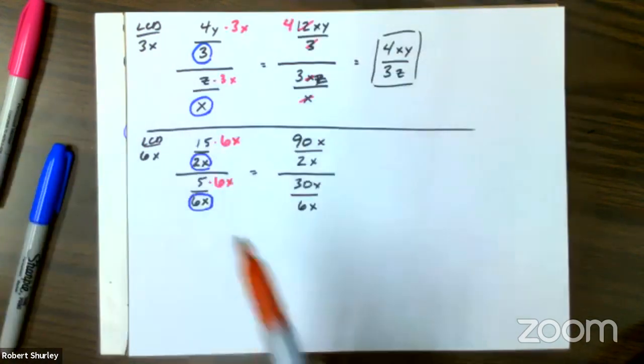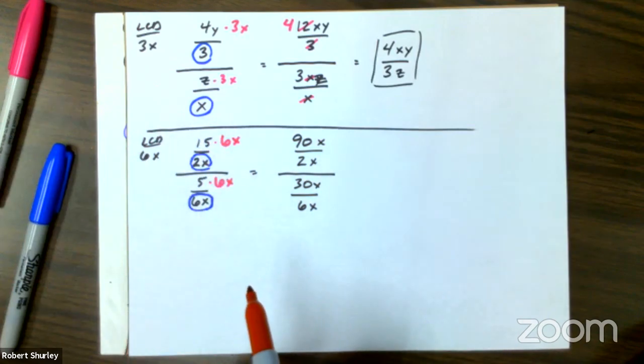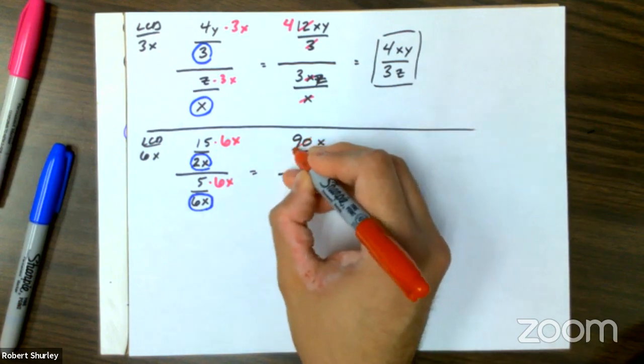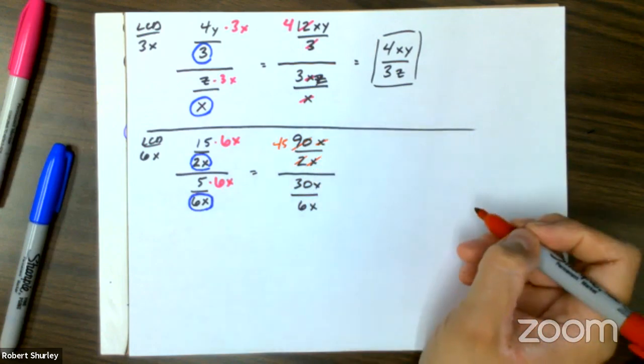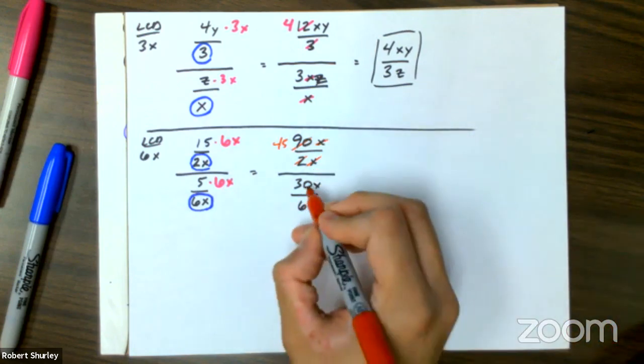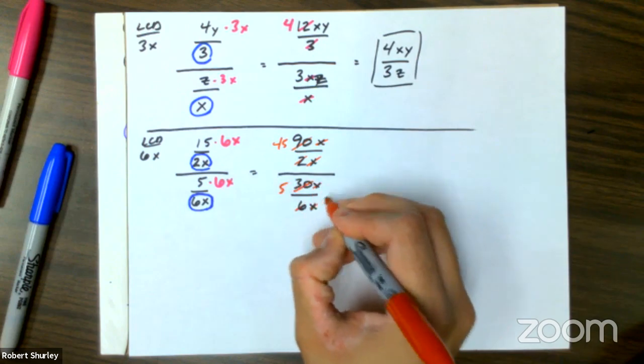If it doesn't cancel at this point, you did something wrong. You probably chose the wrong LCD. Okay, probably chose the wrong least common denominator if we don't cancel at this point. So 90 divided by 2 is going to give me 45. X divided by x cancels, right? 30 divided by 6 is 5, and the x's also cancel.